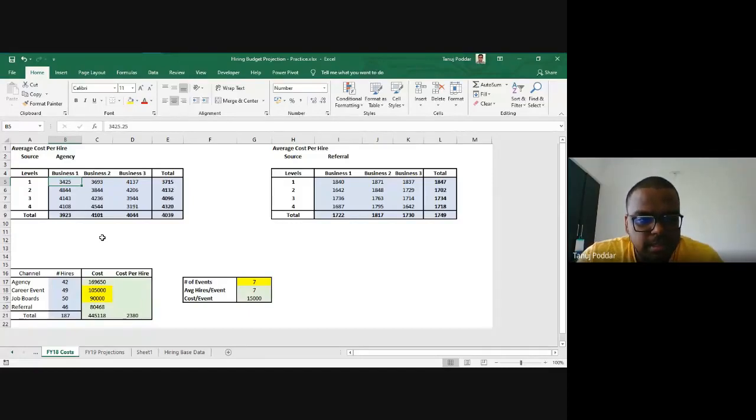Does this make sense? The averages, the way I've calculated and everything.